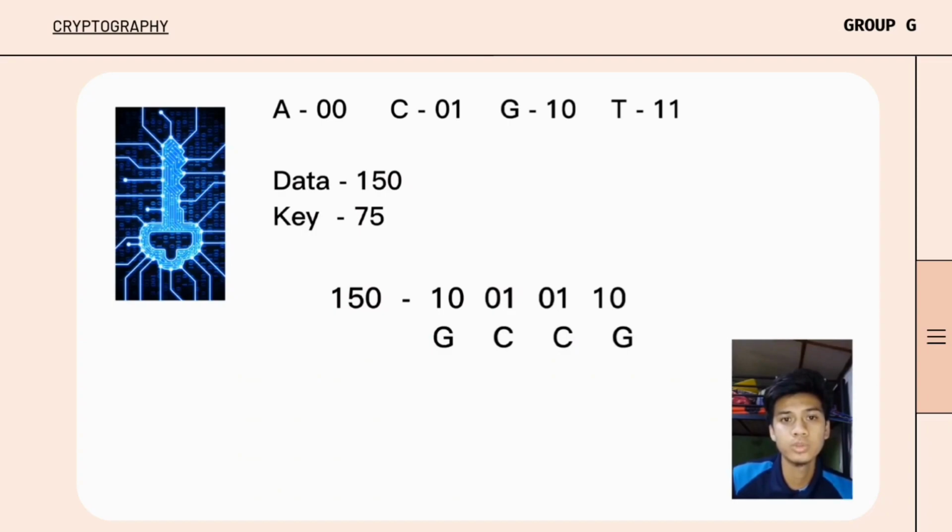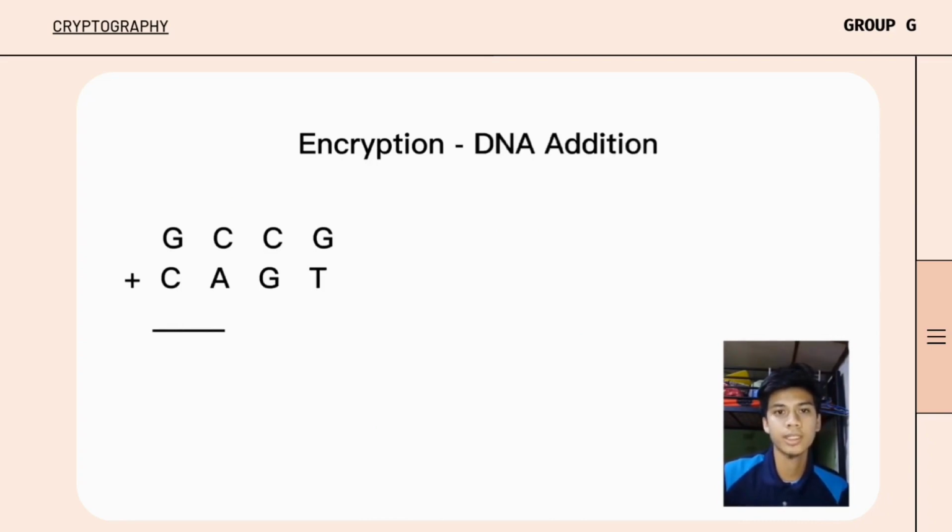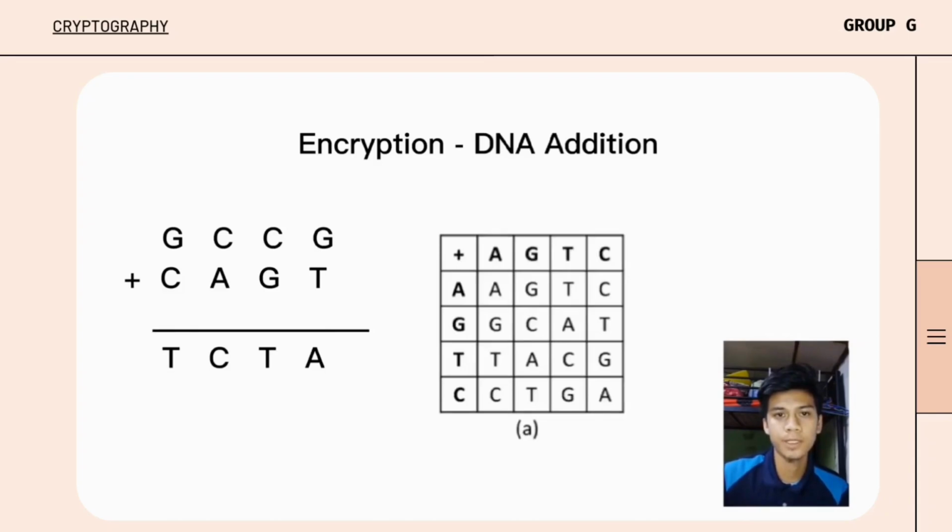After that we do the same step for the value of the key. First we convert its value to binary digits and the equivalent nucleic acid, and we get the key DNA: C, A, G, and T. After we get the DNA for the data and the key, we perform the DNA addition to calculate the cipher data for encryption. We add the DNA of data and key using the DNA addition table, and we get our cipher data: T, C, T, and A.